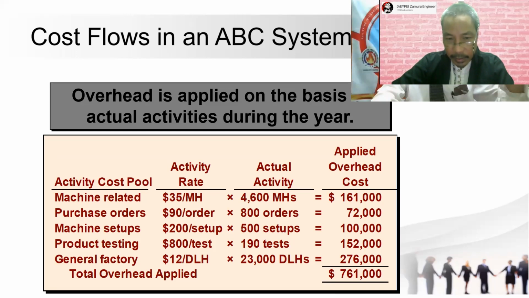So there are only a small number of tests, 190 tests in this example. The fifth one is 23,000 direct labor hours. Multiply by 12, you can arrive at $276,000. And then you total all of the values, total overhead applied. Applied meaning that is now actual. If you use your calculator and total the 5 different activity costs, it is 761.